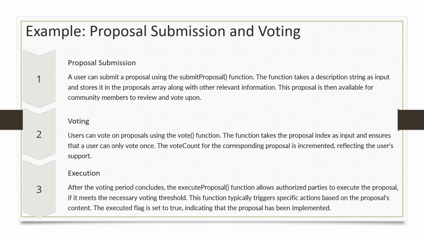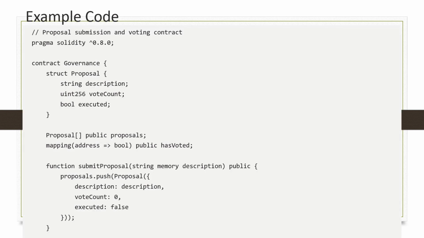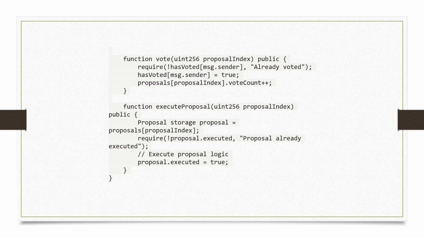Now we'll look at a code snippet which will be used for integrating proposal submission and voting. So here's an example of the proposal submission and voting contract. The submit proposal function allows users to submit proposals, while the vote function lets users vote on them. Here is the vote function.